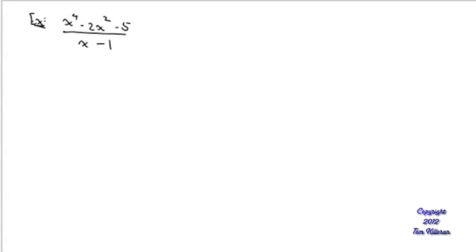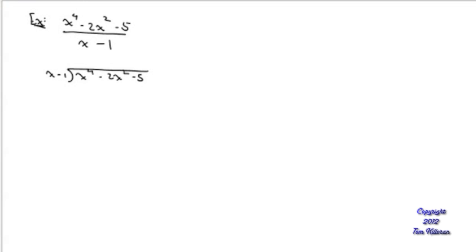Now, don't write this down. I'm going to do this really quickly. So let me just write this and then we're going to erase it or start over again. This is x minus 1 as the divisor into the dividend, x to the fourth minus 2x squared minus 5. So don't write this because I'm going to make a mistake. Well, not a mistake, but a difficulty.